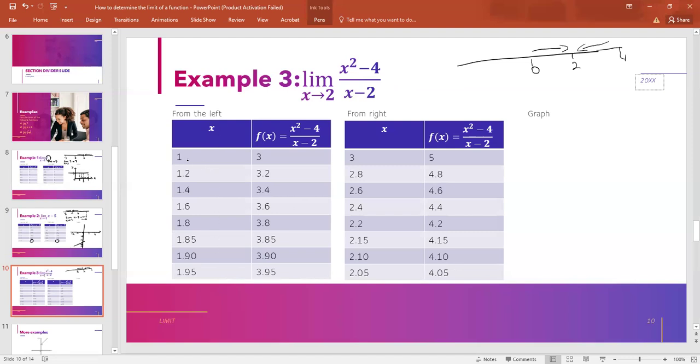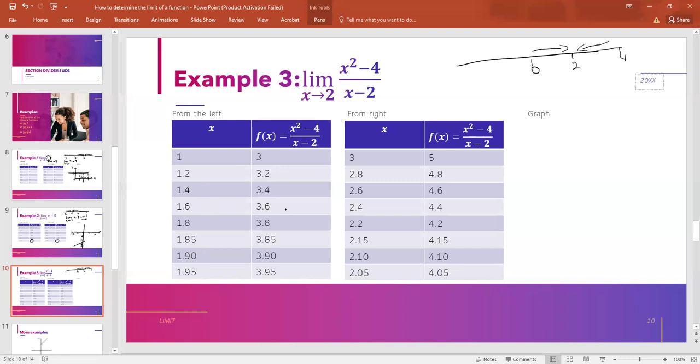That's why here we've decided to start with 1. When x equals 1, wherever you have x here, you replace by 1 and substitute for x equals 1 here. At this point, you're going to have 3. When x equals 1.2, you have 3.2. You see what we've done here. At some point, we've decided to reduce the intervals. So from 1.8 to 1.85, simply because we can't get to 2, because at the point 2, the function is undefined.